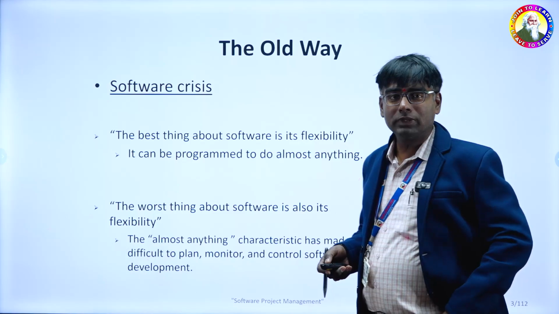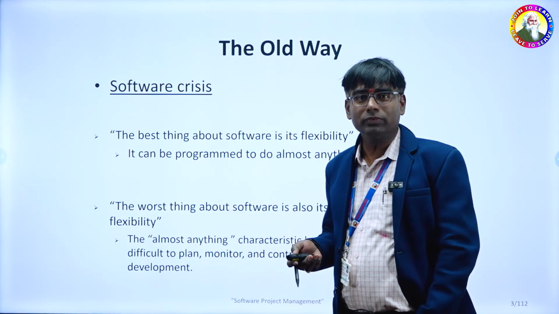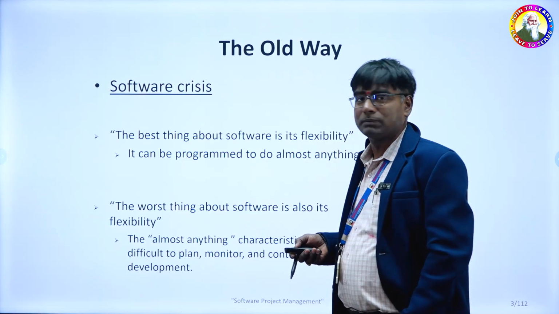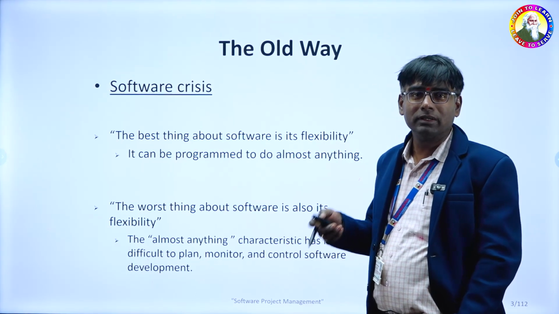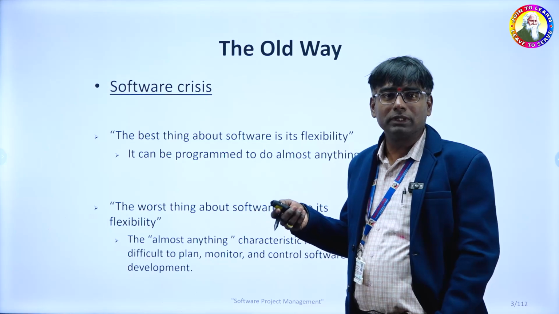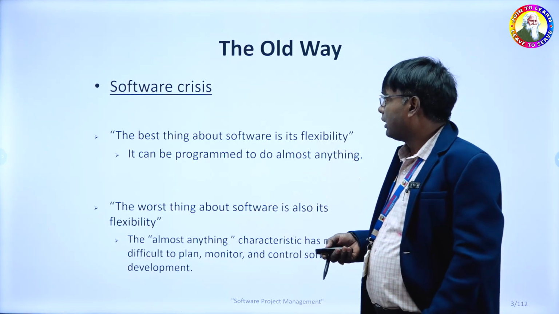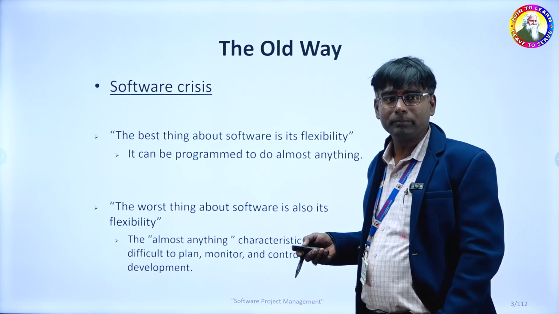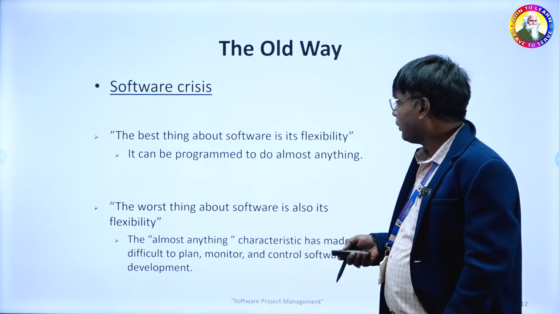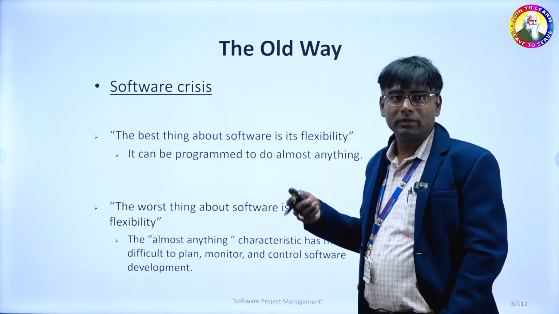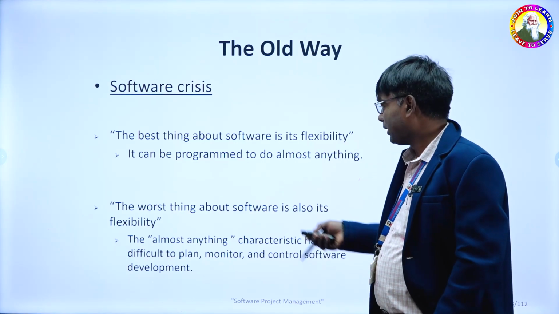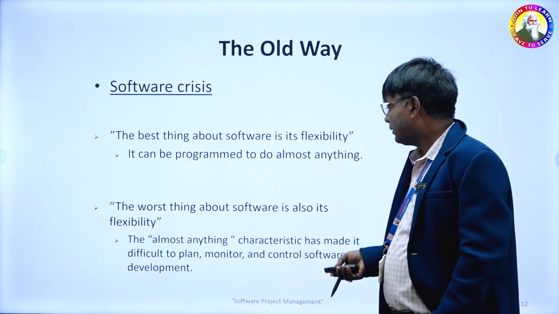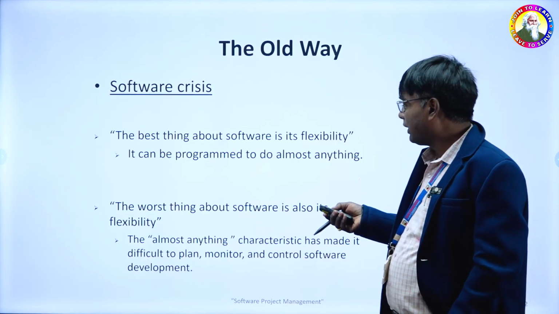Software plays a very important key role in human life. The best thing about software is its flexibility. When you talk about flexibility, we can do almost everything. A software can be programmed to do almost anything. That is the best thing about software. The worst thing about software is also its flexibility. How can we justify that point? The almost-anything feature has made it difficult to plan, difficult to monitor, and difficult to control the software.